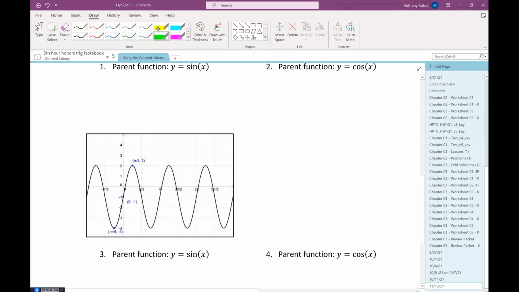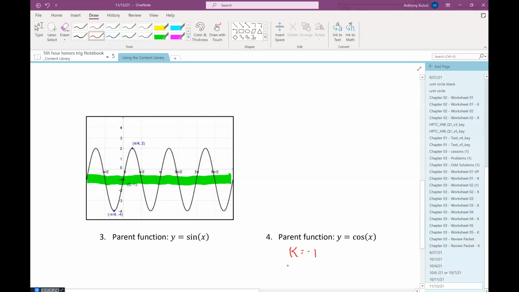So first thing I'm going to do is I'm going to look for the midline because that's going to give me my K. So I'm just kind of doing that with my eyes. Appears to be -1 is my value for K. Then I'm going to find my absolute value for A, which is given by my amplitude. So that's the distance here. So going from -1 up to 2 is 3.